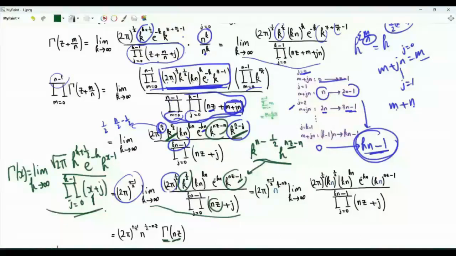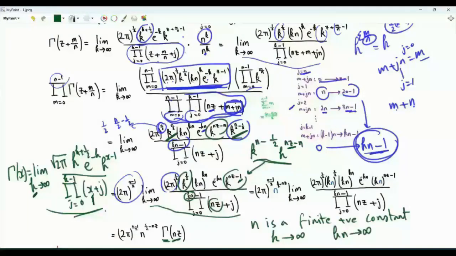In this definition, the number of terms here is k, and k is the variable with respect to which we are taking the limit. But here we have kn. Note that n is a finite positive constant. If k tends to infinity, then kn also tends to infinity. To be able to write down this as gamma of nz, we need kn to be raised to the power nz minus 1.